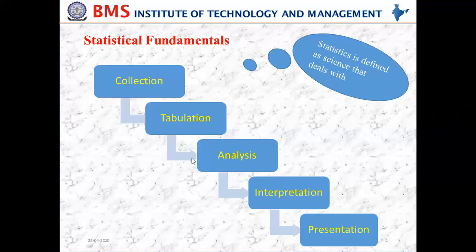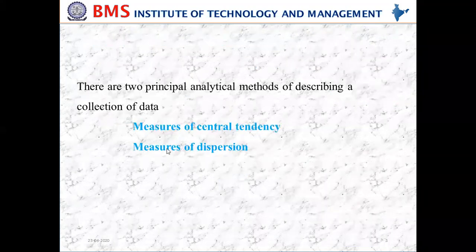So statistics generally deals with the collection of data, which is tabulated, then analyzed, then the results interpreted, and then presented. There are two principal analytical methods of describing a collection of data. The data which you have collected can be described by using these methods.